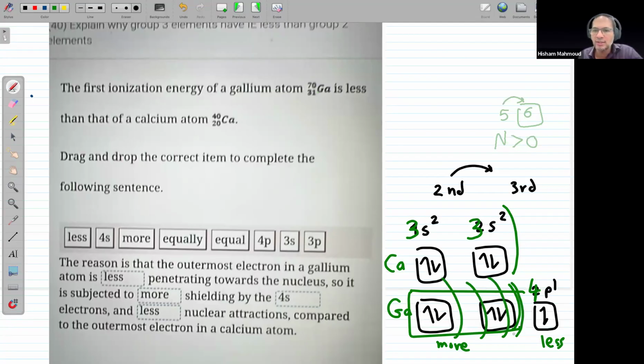Do you remember the bodyguards? There is more shielding between this electron and the nucleus than this one by the 4s. So there is more shielding by the 4s electrons and less attraction. It is farther away from the nucleus compared to the outermost electron in the calcium. The shielding between this guy and the nucleus is more than for the one in the calcium. Again, you have more layers, more shielding, so it is less penetrating.